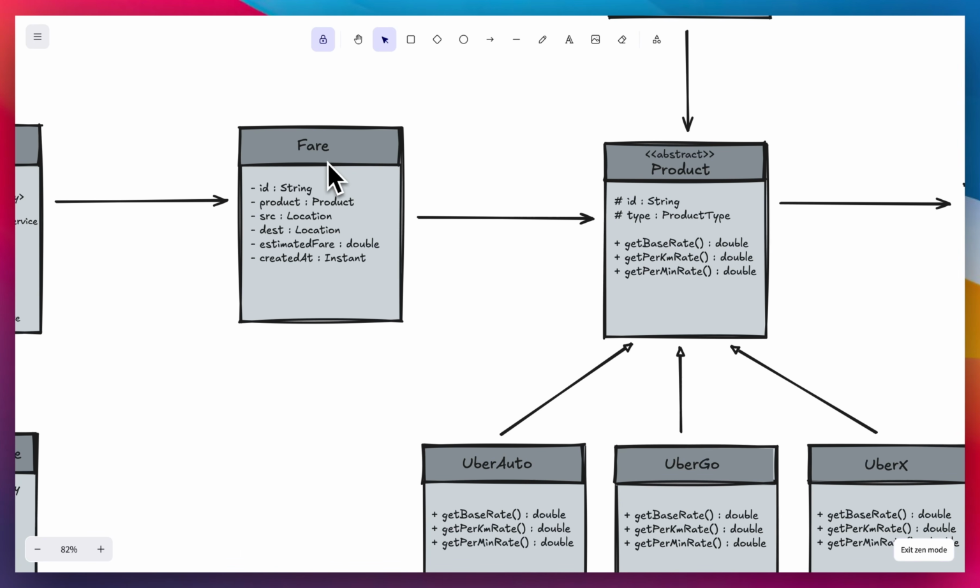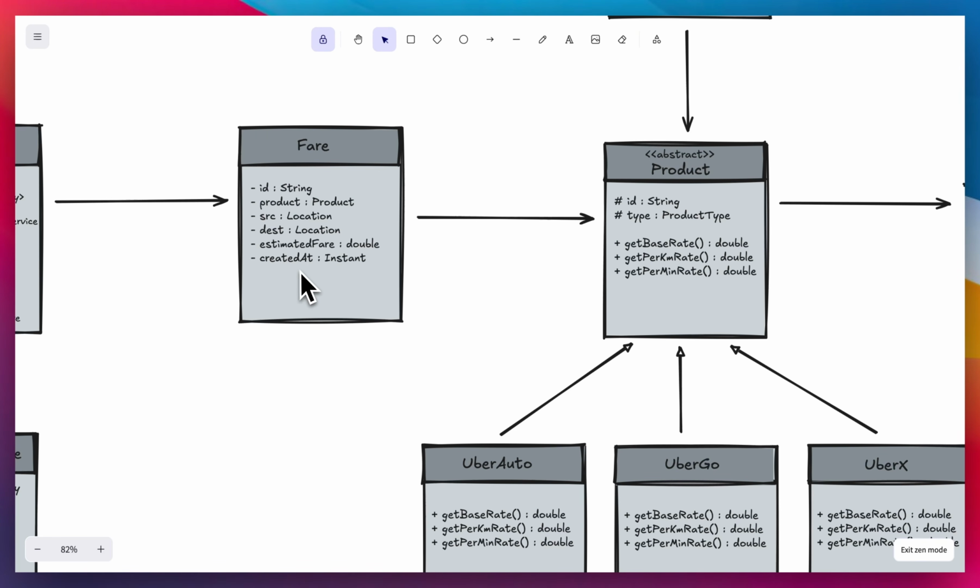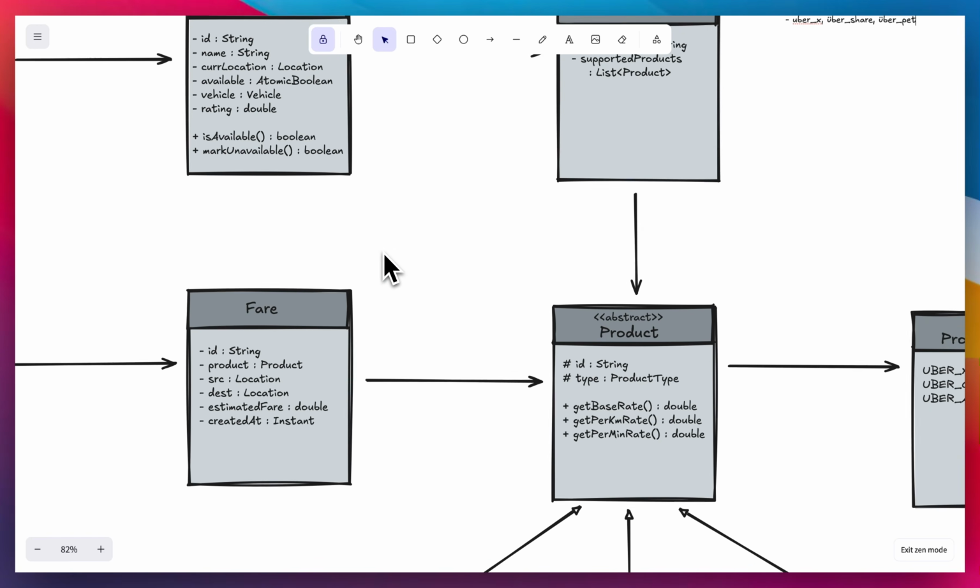Then we have this fare object, which would be locked for a certain time duration. Currently in our system, I have locked this fare object for 5 seconds, after which the fare ID would expire. So this fare object has the ID, the product which the user has selected, the source and the destination, and the estimated fare. All right. And I also have this created at variable. I'm using this because I want to know whether the fare object is expired or not. Okay. So these were the models.